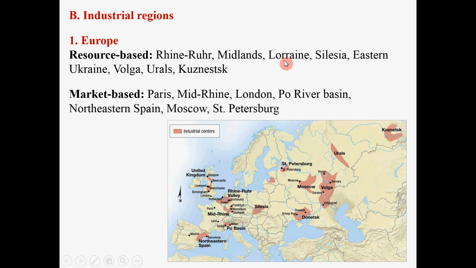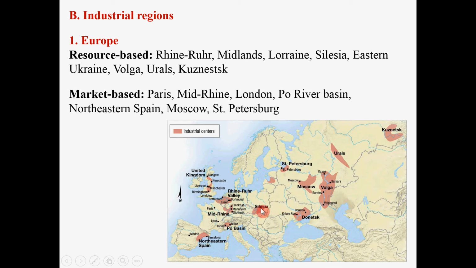And Lorraine is a region between France and Germany, and this is a place that has very rich steel resource, ore mines. Historically there were several military conflicts between Germany and France. Every time there was a military conflict, each country tried to seize control of the Lorraine region due to its rich iron ore resource. Now it is the basis of the steel industry in the European Union.